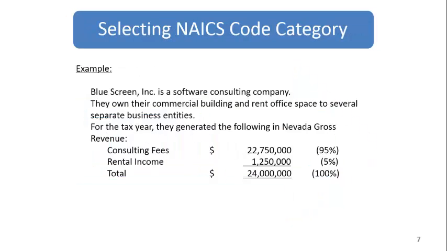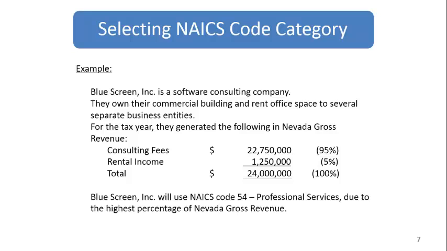Here's an example of a business entity that has revenue streams from activities belonging in different NAICS code categories. Blue Screen Inc. is a software consulting company, and they own the commercial building that they occupy, and they also rent office space to several other business entities. For the tax year, they generated the following in Nevada gross revenue. As you can see, the consulting fees are 95% of the Nevada gross revenue, so Blue Screen would use NAICS code 54 professional services due to the highest percentage of Nevada gross revenue.